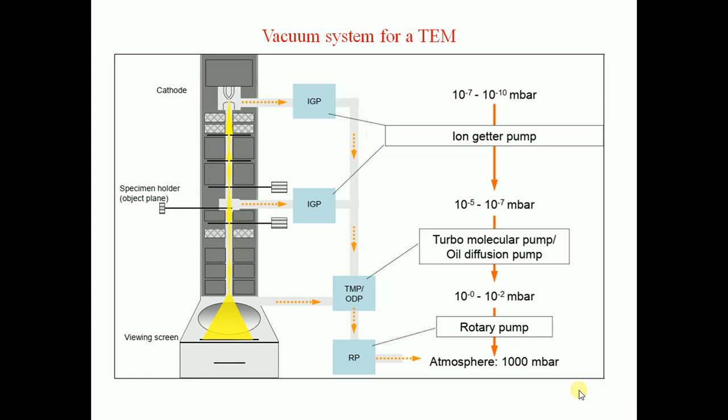At various stages of the column, for example, this is the specimen holder, here is the electron gun, here is the viewing screen. At various parts, various pumps are used and various vacuums are needed. For example, at the viewing screen, rotary pumps where a few millibar vacuum is needed. Here, the turbomolecular pump or oil diffusion pump gives 10 to the power of minus 7 millibar, and the ion getter pump gives ultra high vacuum where the specimen and electron gun are placed.